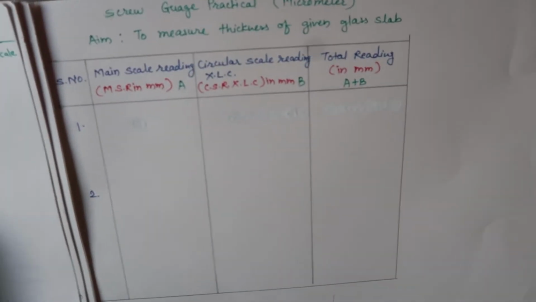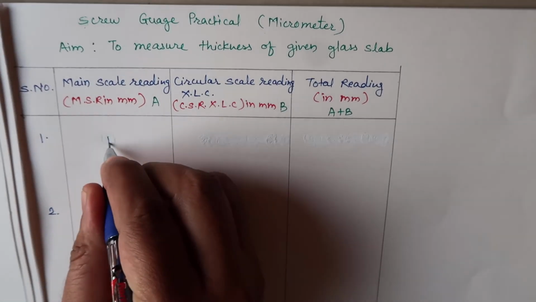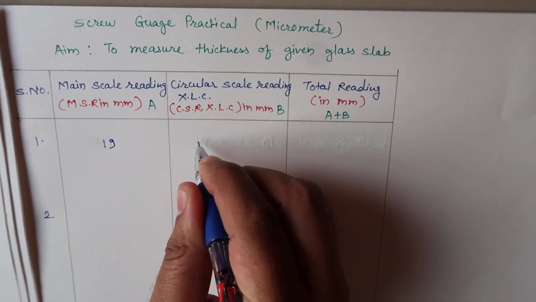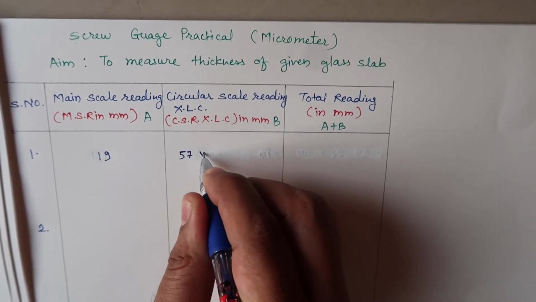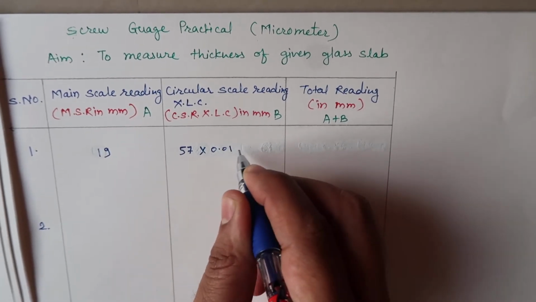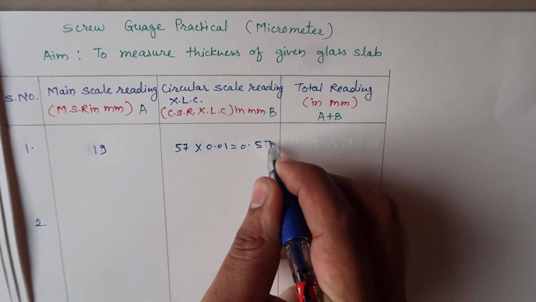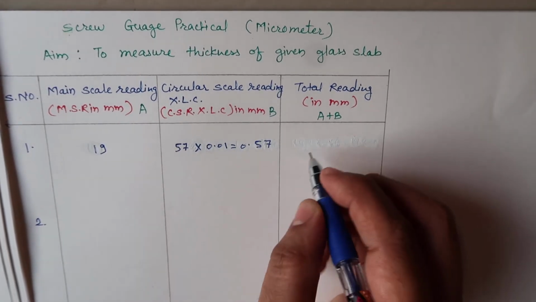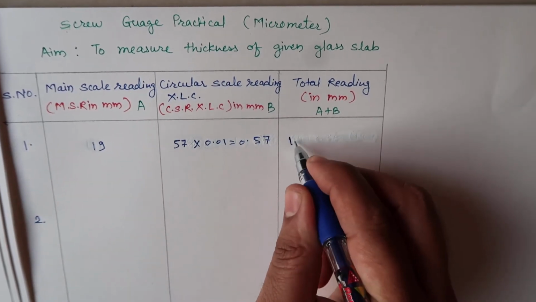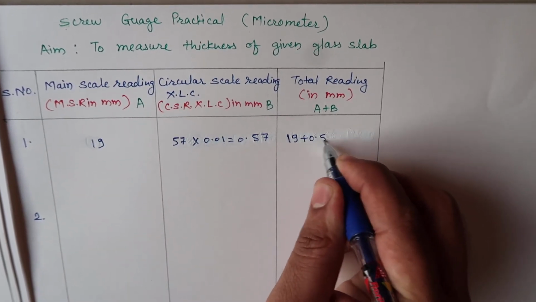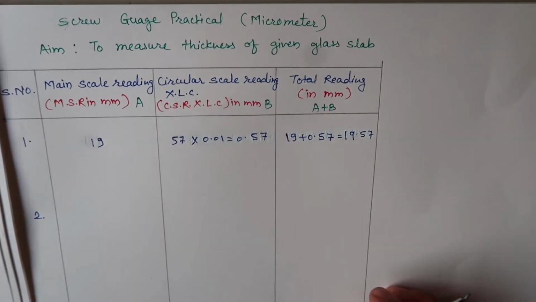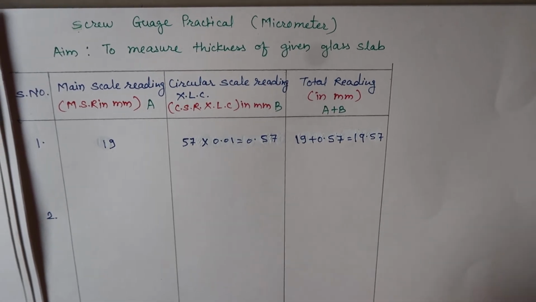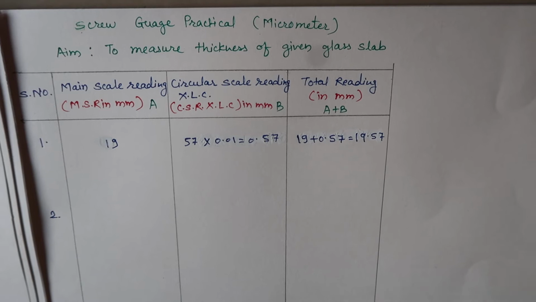Okay, now let us record the reading. This is 19, then this is 57 into least count, so it is 0.01 millimeter, so it is 0.57. Now add these two, 19 plus 0.57, that is equal to 19.57 millimeter. Okay, this is the first reading. Go for the second one.